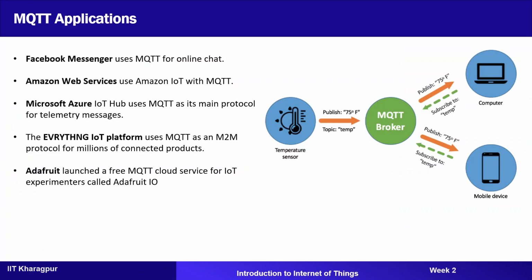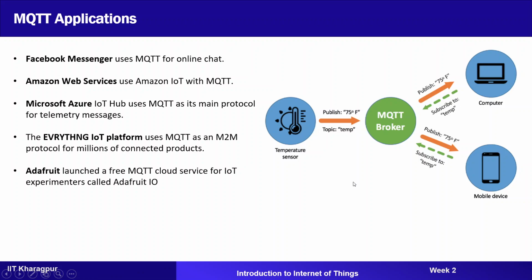Now, MQTT applications. Your MQTT can be used by Facebook Messenger, Amazon Web Services in order to provide various services to IoT devices, then Microsoft Azure, after that the EverythingIoT platform also uses MQTT, and Adafruit also uses MQTT. Okay, you can see this figure.